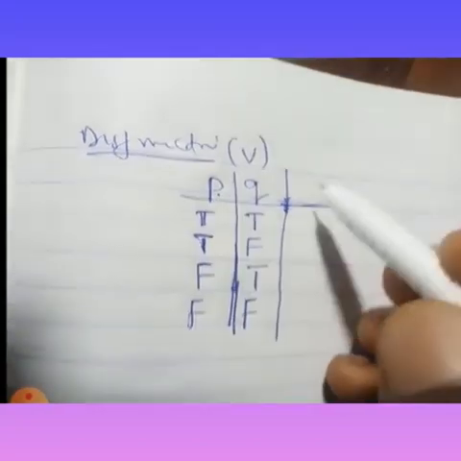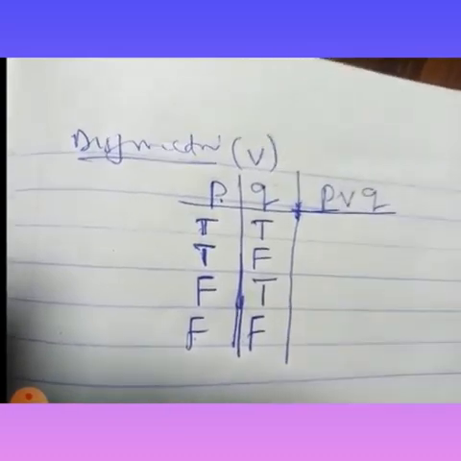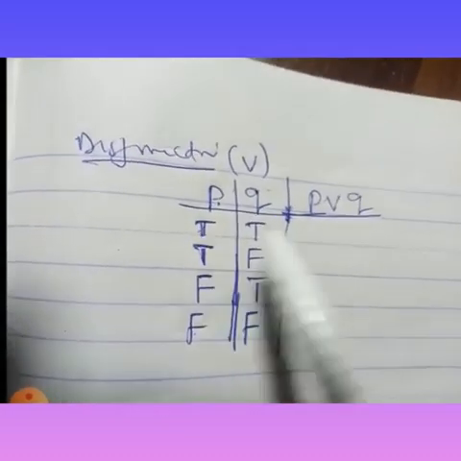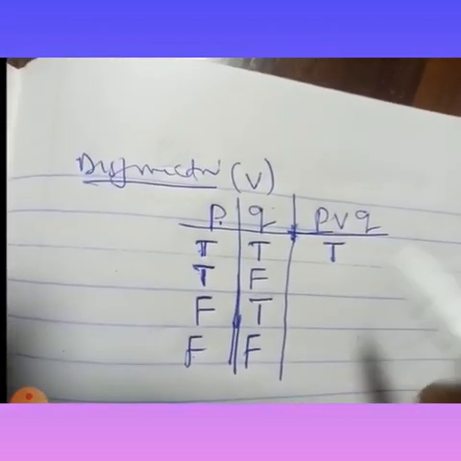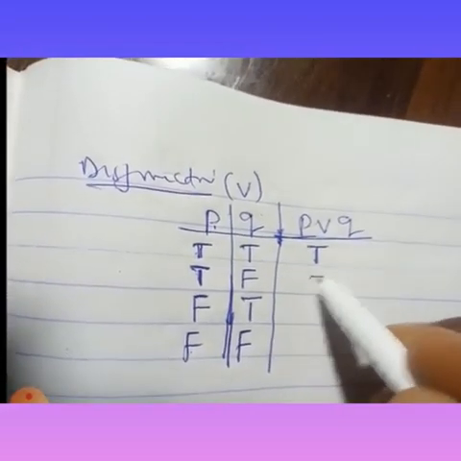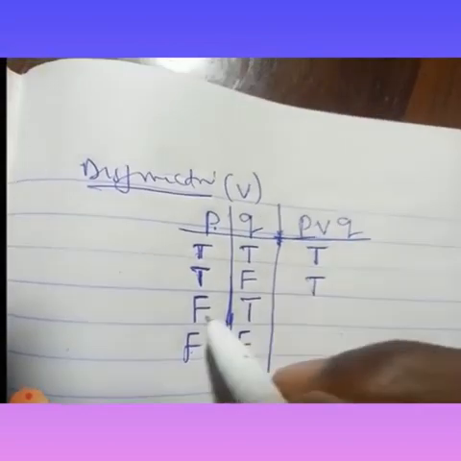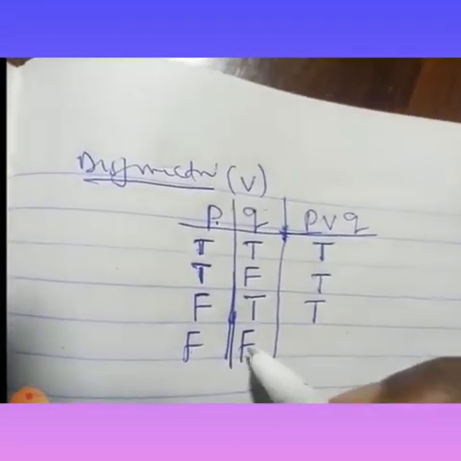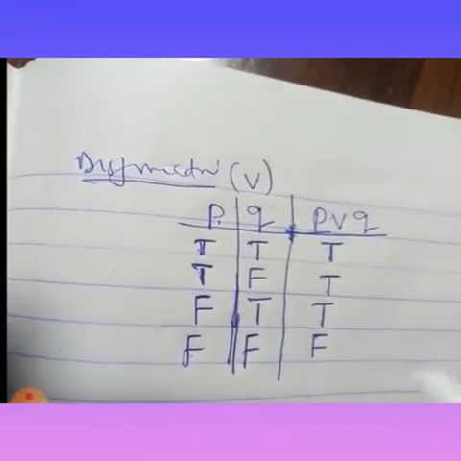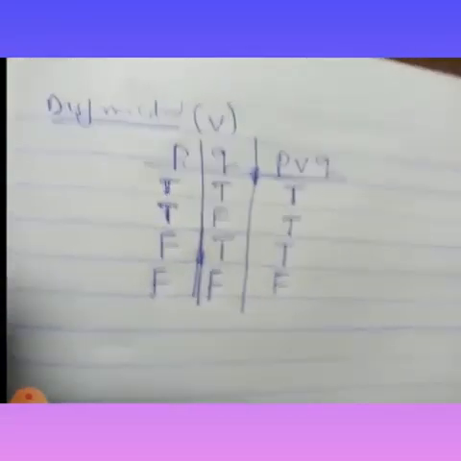Now I'm using disjunction. True or true is always true. True or false will be true. False or true will be true. False or false will be false. Now, this is the idea here.